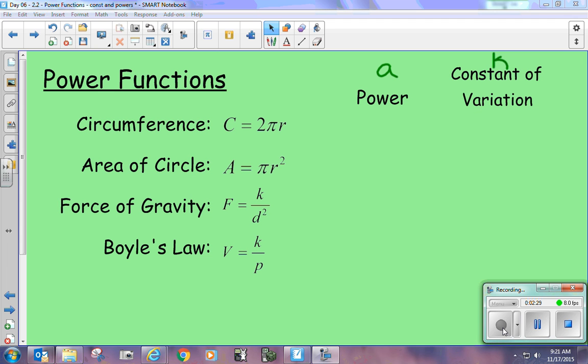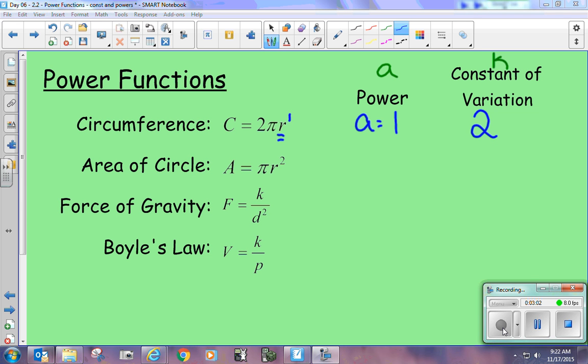Can anyone guess what either the power or the constant of variation is going to be? R is 1. The power of r is 1. Okay, so you're saying, well, this is my variable, the radius. I don't know what it is, and it has an exponent of 1. So my power is 1. And I heard someone say constant is 2.